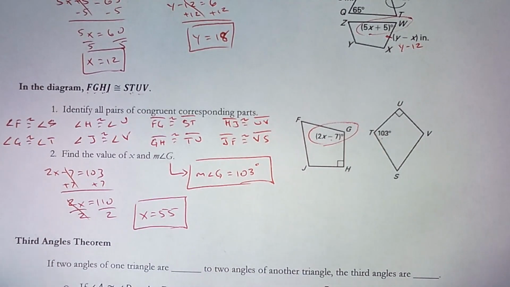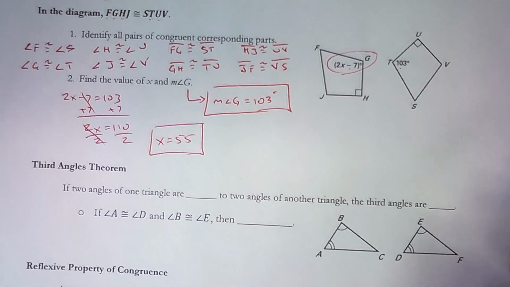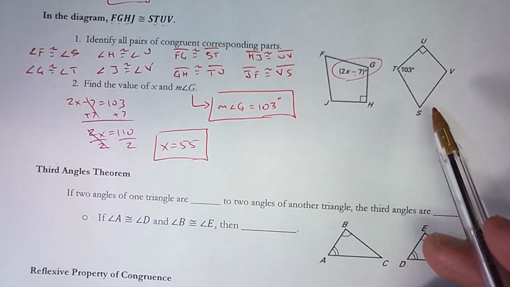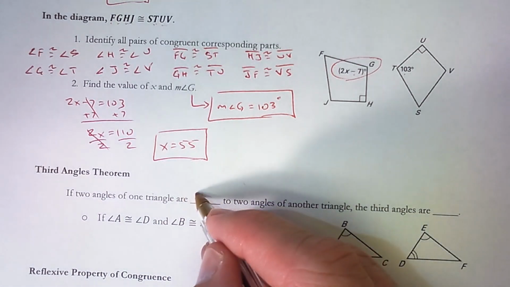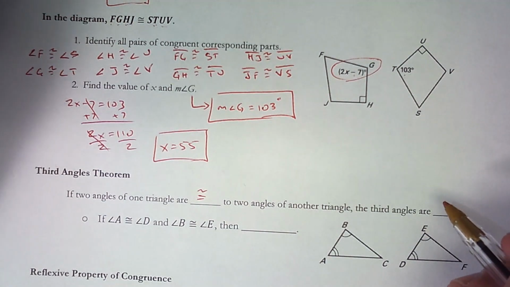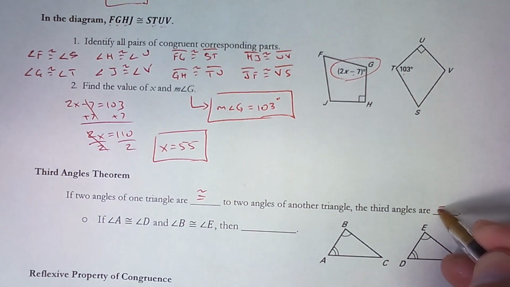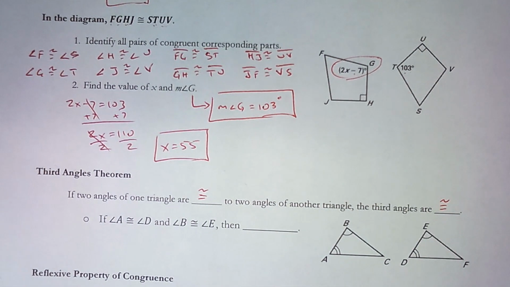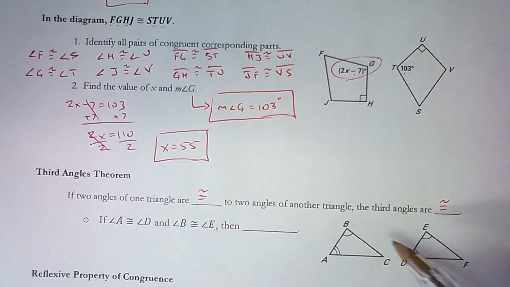The third angles theorem. The third angles theorem says that if two angles of one triangle are congruent to two angles of another triangle, then the third angles are also congruent. So here I have A is congruent to D, B is congruent to E.